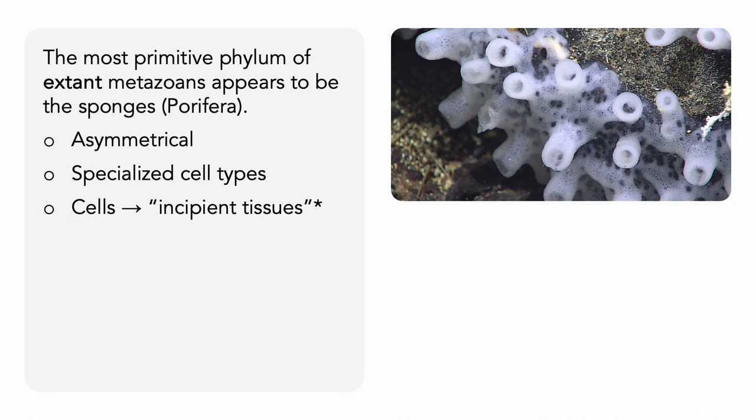The most primitive phylum of extant or living metazoans, which, okay, was that fancy word for animals, appears to be the sponges, phylum Porifera. Sponges are asymmetrical animals. Unless you look down the tube of a sponge and maybe say it looks sort of symmetrical around this central cavity, really sponges do not have any form of body symmetry.